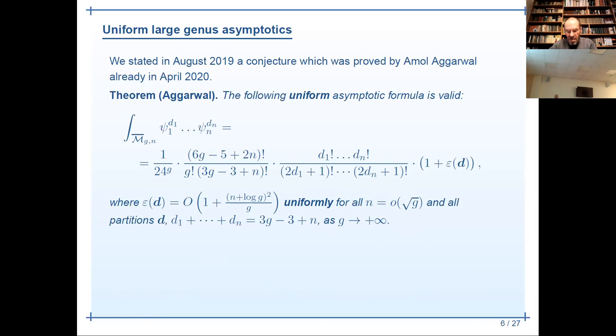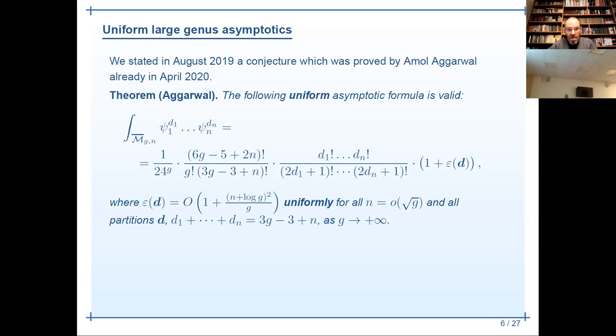Now, the very recent result in this direction is due to Aggarwal, which proved the following asymptotic formula for all the intersection numbers. So on the left, you have just the intersection number. On the right, you have a relatively reasonable expression in factorials. And the last term is 1 plus an error term. And this equation is just the definition of the error term.